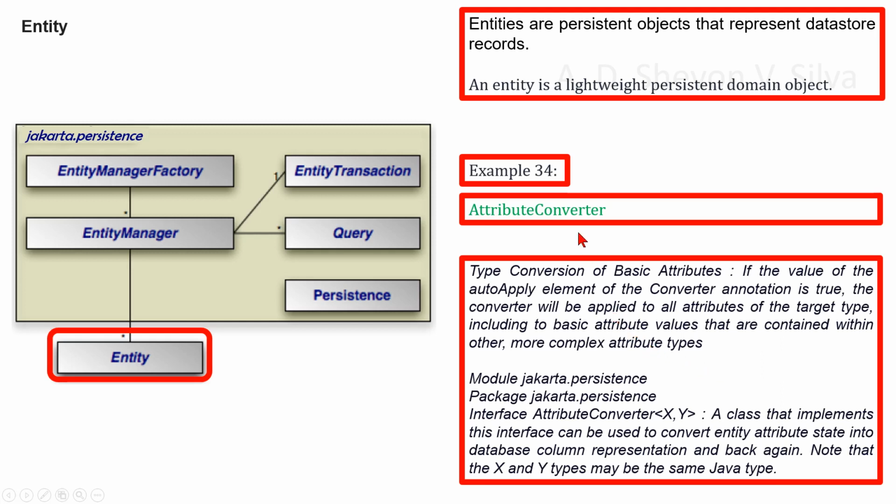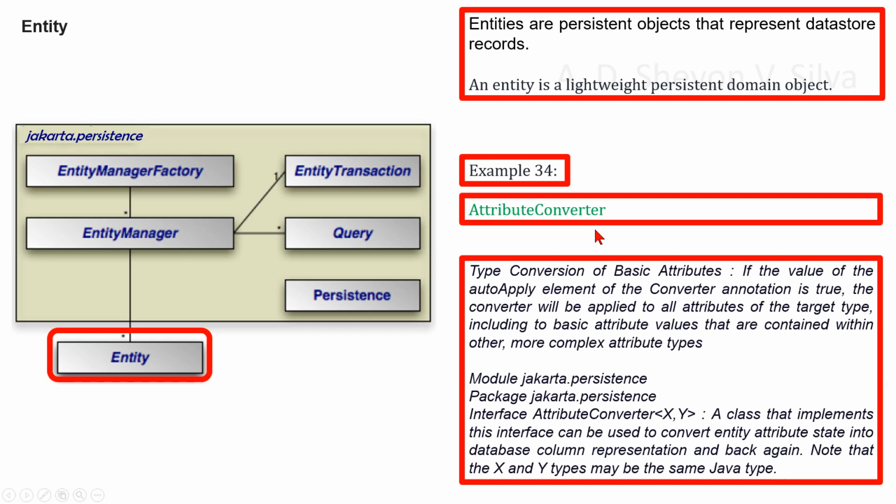Now we are considering type conversion of basic attributes. If the value of the autoApply element of the Converter annotation is true, the converter will be applied to all attributes of the target type, including basic attribute values that are combined within other more complex attributes. The interface AttributeConverter is in package jakarta.persistence in module jakarta.persistence. A class that implements this interface can be used to convert entity attribute state into database column representation and back again. Note that X and Y types may be the same Java type.